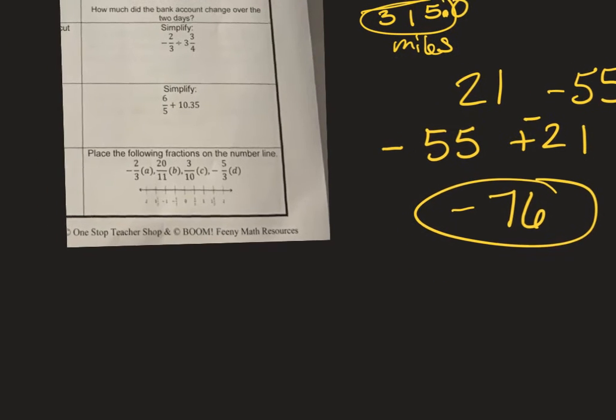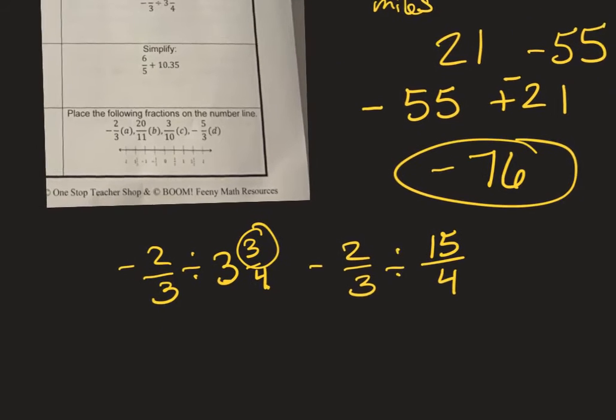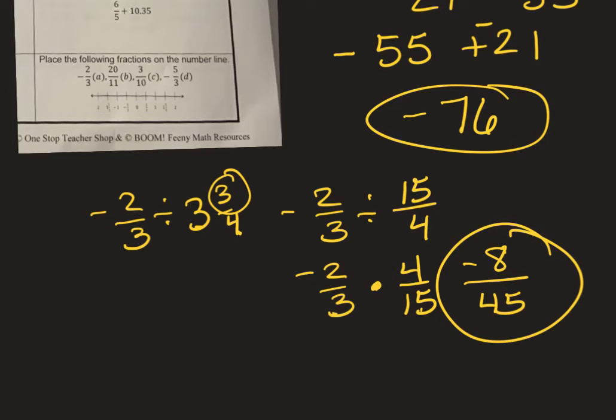Okay, now we're simplifying fractions. We have a negative 2/3 and we're dividing by 3 3/4. First thing we need to do is make them improper. So negative 2/3 divided by 3 times 4 is 12 plus your 3 is 15/4, right? Then we need to multiply by the reciprocal times 4/15. Okay? So negative 2 times 4 is a negative 8. And 3 times 15 is 45. So that is a negative 8/45.